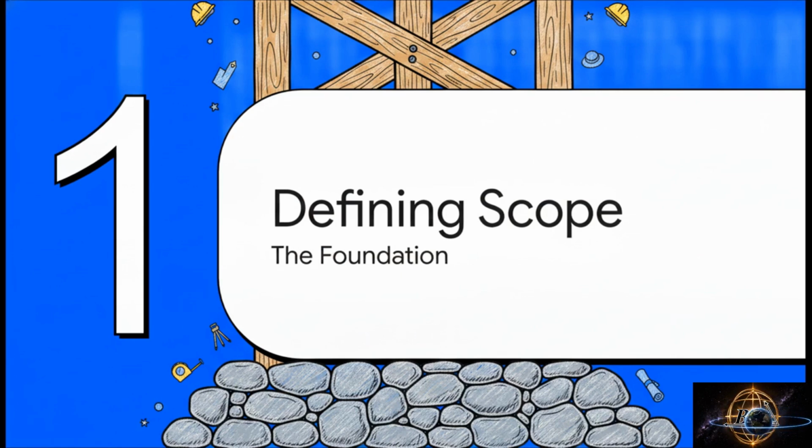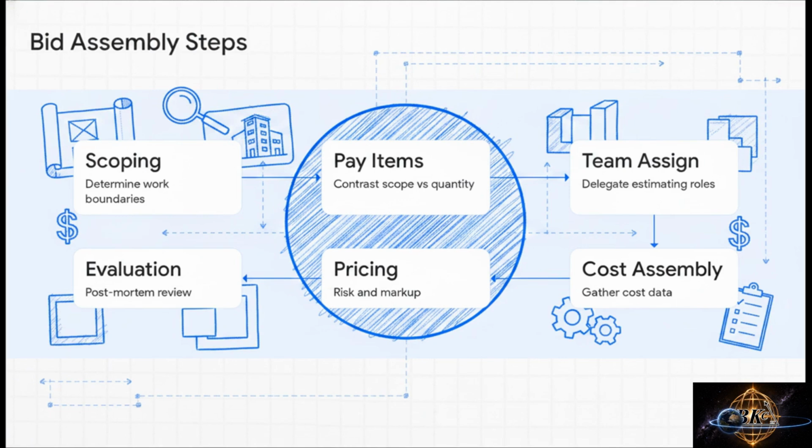This is your foundation. When we look at the overarching lifecycle of a bid, it really breaks down into 6 major steps. But right now, we are firmly planted in step 1, laying the foundation by scoping out the work. You simply cannot price a project if you don't know the exact boundaries of what you're doing. If you rush this step, every single number you calculate after this is going to be fundamentally flawed.